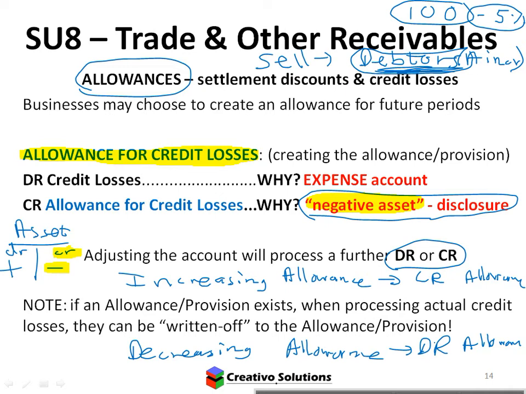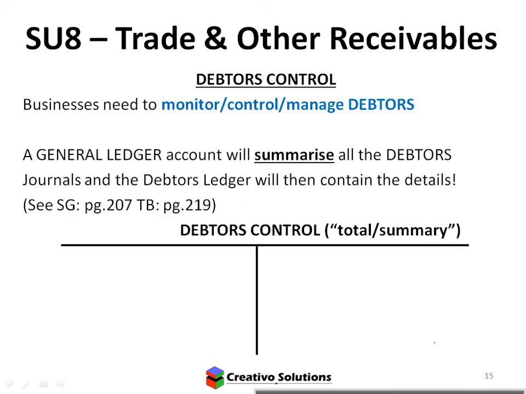Just think of it as what? A negative asset. So does it have a debit or a credit? It has a credit because it's a negative asset. Make sense? Perfect. Then there's just a note here about a control account. What does a control account do? It looks at everything. It's the total. I'm literally taking all my debtors and all my sales and I'm recording it in one account.